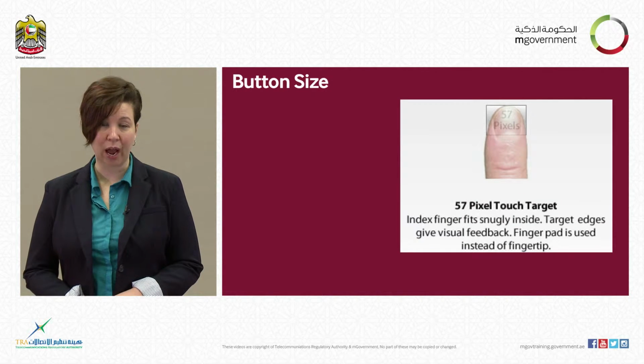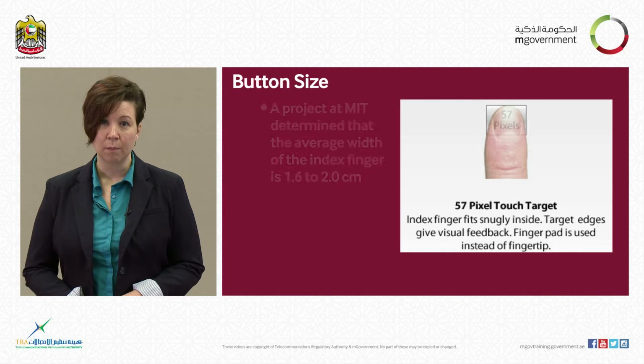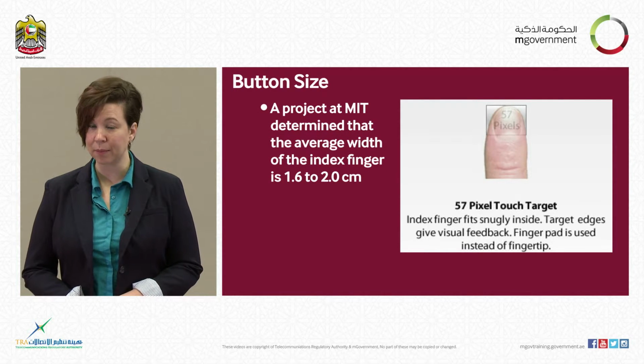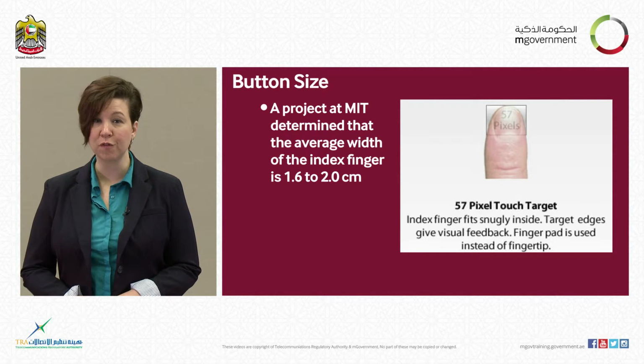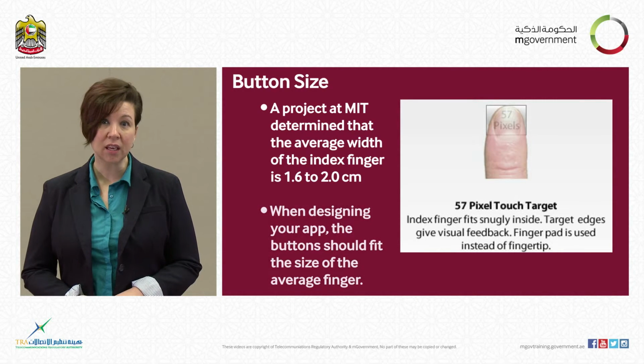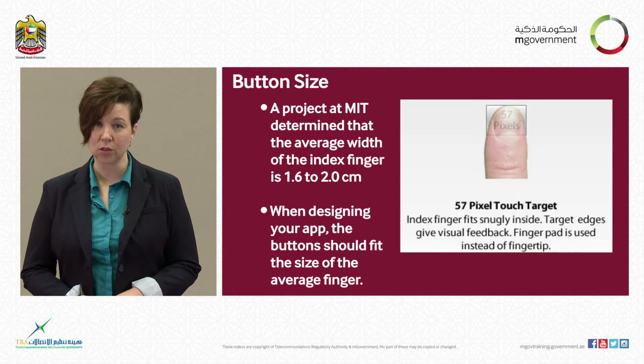The button size on your application is very important. If the buttons are too small, they won't register. If the buttons are big enough, then the customer won't have any problem selecting the proper choice. Based on a study done by the labs at MIT, they discovered that the average width of the index finger is 1.6 to 2 centimeters wide. This is an average of 57 pixels. The index finger will snugly fit inside a 57 pixel mark. You'll want to ensure that the buttons on your app meet this requirement.